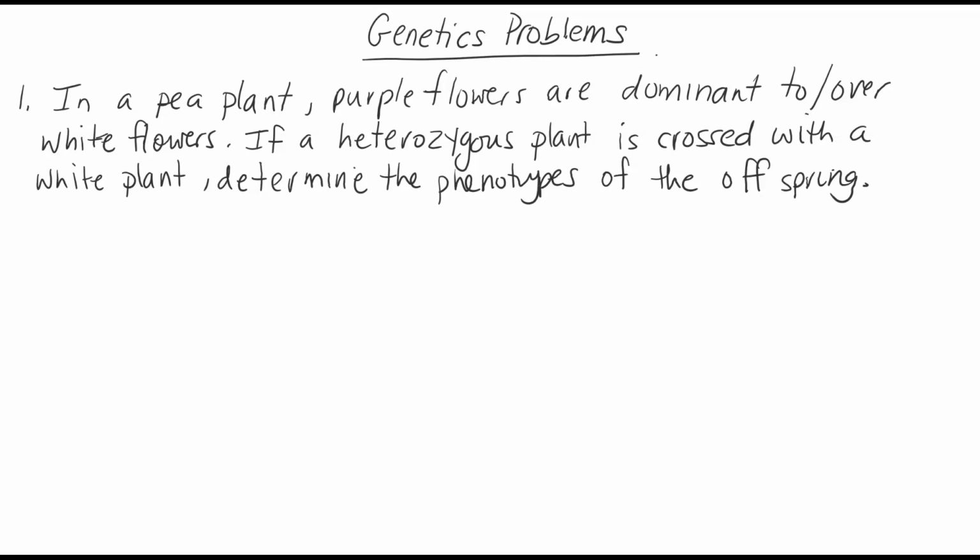Okay, so the first thing that we have to do, following those steps on that PowerPoint, is we need to state the symbols for the alleles. So purple flowers are dominant, so I'm going to use capital P to represent the purple flowers and lowercase p to represent the white flowers.